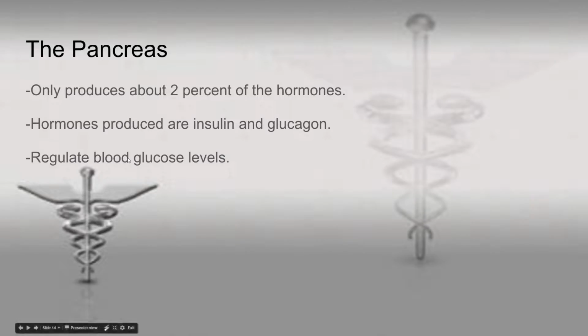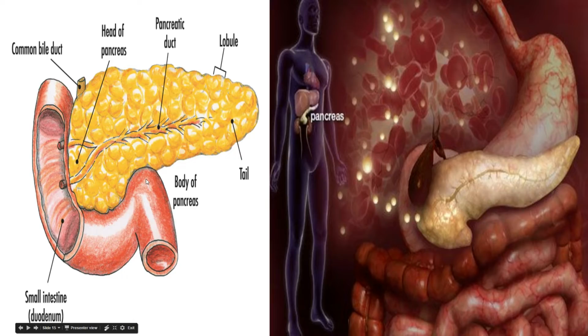The pancreas only produces about 2% of the hormones in the endocrine system. The endocrine cells are grouped into 1 to 2 million pancreatic islets. The two hormones produced by the islets are insulin and glucagon, and are important for the regulation of blood glucose levels. Here's a picture of the pancreas.